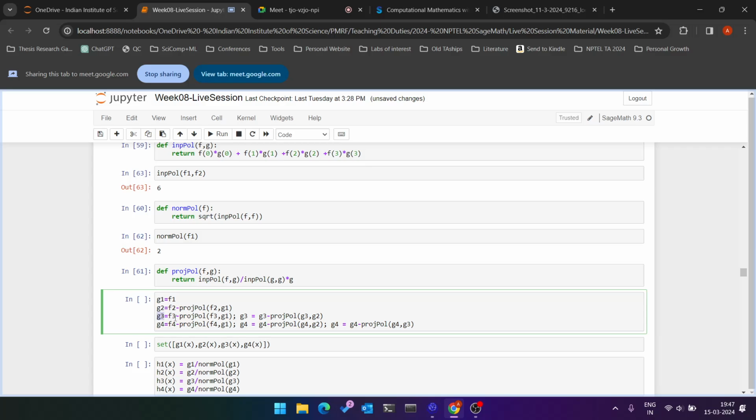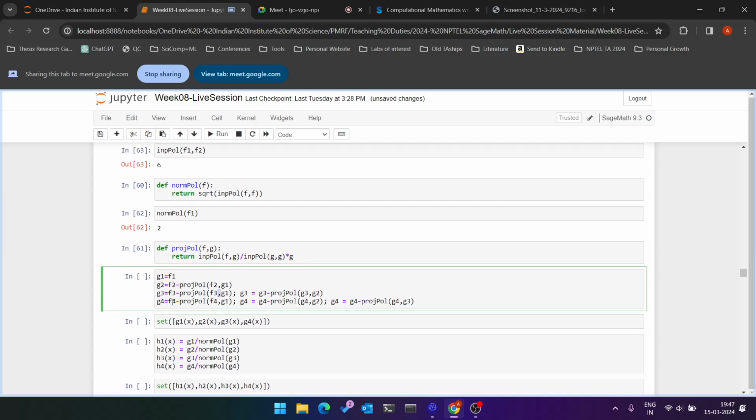Similarly, g3 is defined as f3 minus the projection of f3 with respect to g1 and minus the projection of f3 with respect to g2, and g4 is similarly defined as f4 minus all the projections with respect to g1, g2 and g3 respectively. So this will create four polynomials g1, g2, g3, g4, which should be orthogonal to each other.